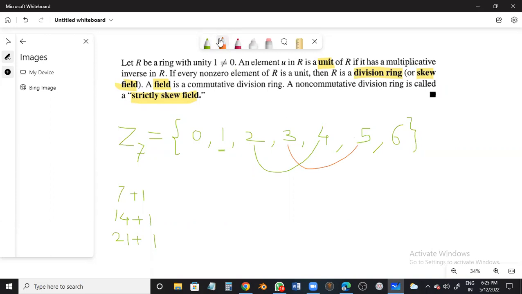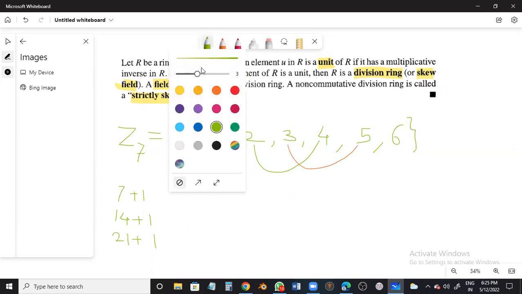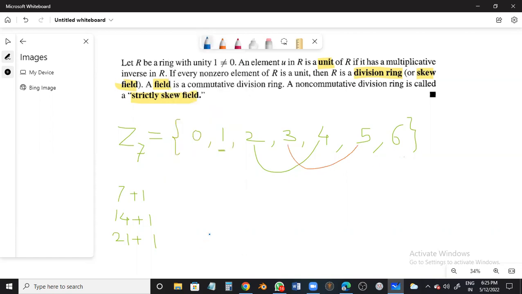You can still go ahead and talk of 6. 6 times 6 is 36. When 36 is divided by 7, 7 5s are 35 and the remainder is 1. So 6 times 6 in Z7 is 1. So 6 is its own inverse. 1 is its own inverse.